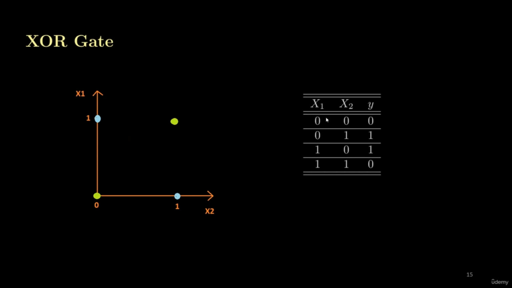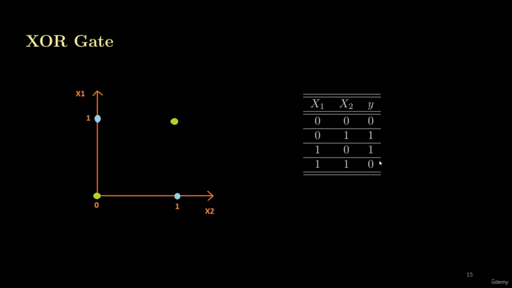When both inputs are 0, that is when x1 is equal to 0 and x2 is equal to 0, we are here. When x2 is equal to 1 and x1 is equal to 0, we are here. Here we can see that this axis belongs to x2, and here the value of x2 is equal to 1. So this is our second data sample. This is our third data sample where x1 is equal to 1 and x2 is equal to 0. And this is our fourth data sample where both x1 and x2 are equal to 1.